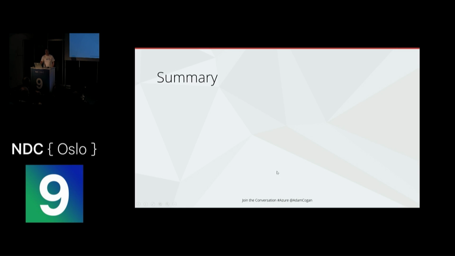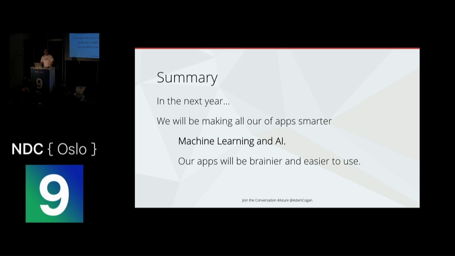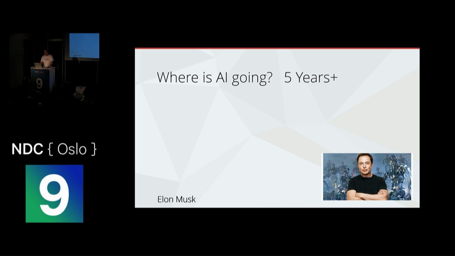Okay. So, in summary, I think that in the next 12 months, you are going to start spending a lot of your time just making existing apps smarter by removing code and calling Azure services or other people's services that add value to your app. I think you'll be doing a lot more research into machine learning and AI stuff. Your apps are going to be brainier and they're going to be easier to learn, easier to use and make less mistakes and have more validation. And then you're going to be deploying them with containers. I think that's the way of the future.